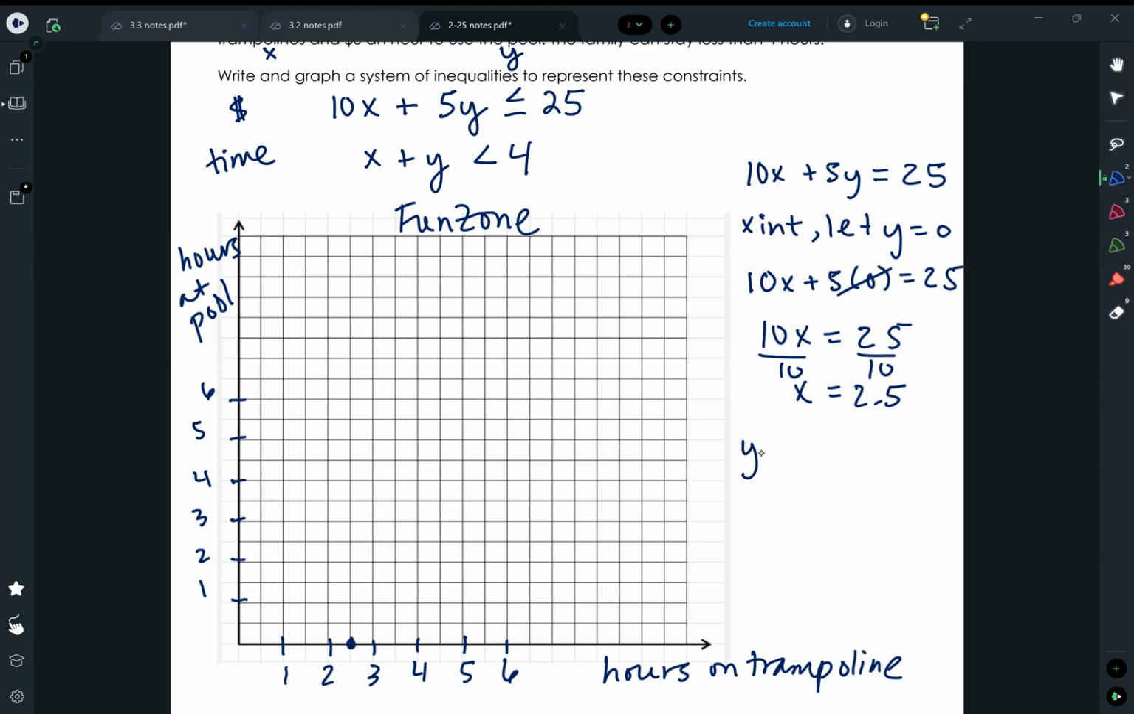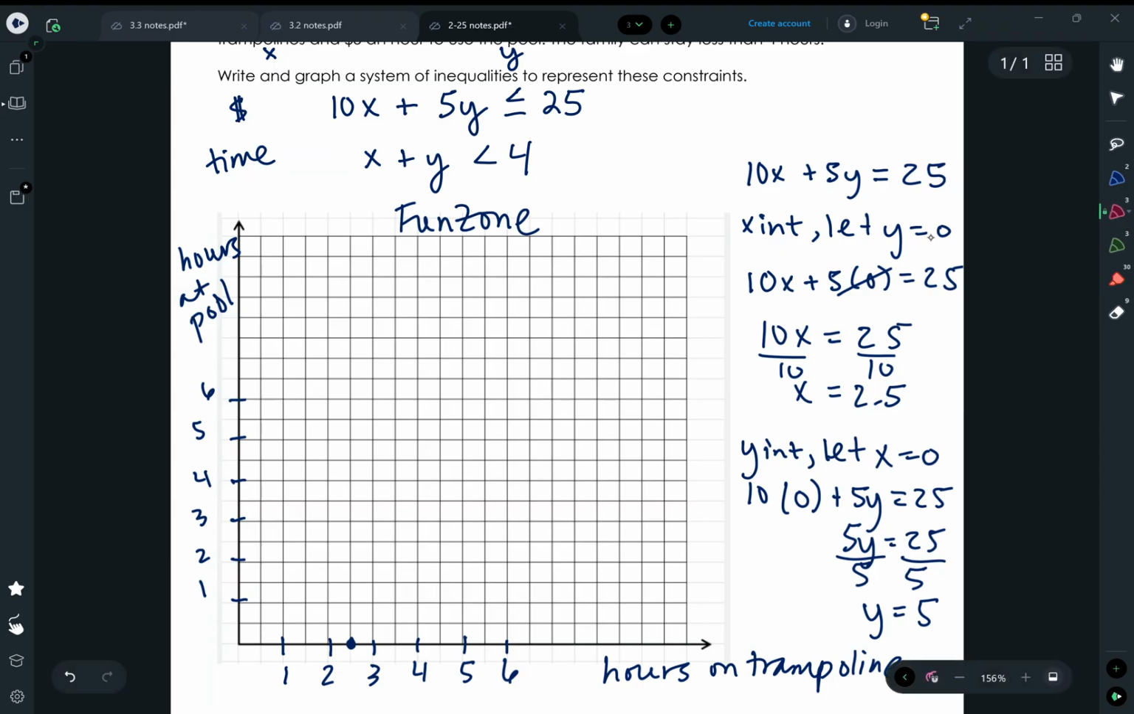When I am finding a y-intercept, I am letting my x equal 0. So 10 times 0 plus 5y equals 25, which means 5y is equal to 25. Divide by 5, y is equal to 5. So my x-intercept was where my y was 0 and my x was 2.5, so it was 2.5 comma 0. My y-intercept is where x is 0 and y is 5, so that's going to be 0 comma 5. So let's go ahead and make that point.